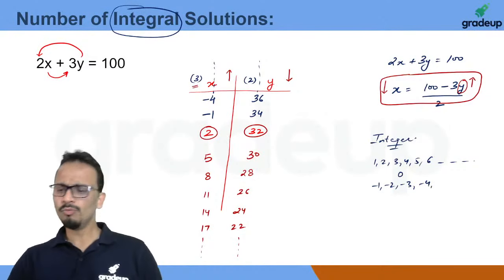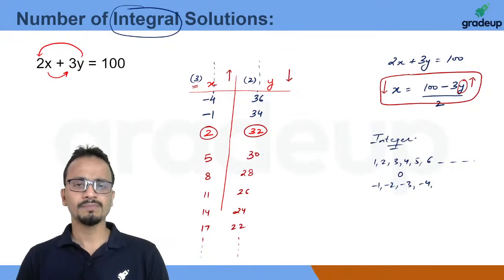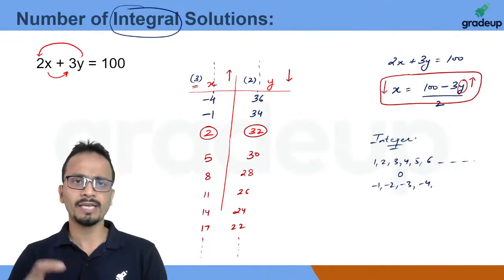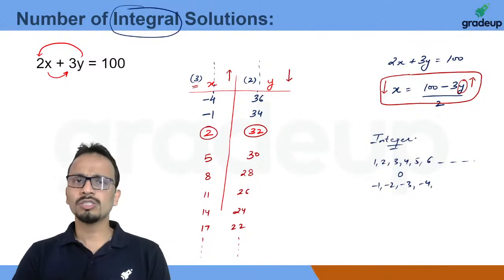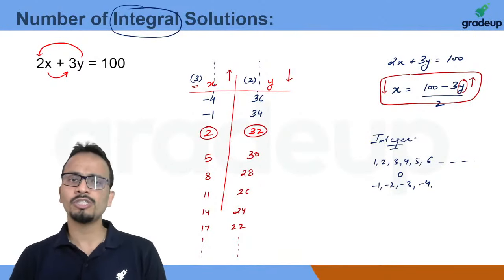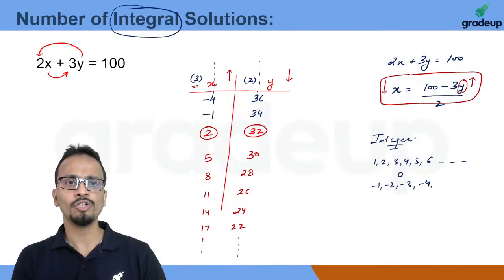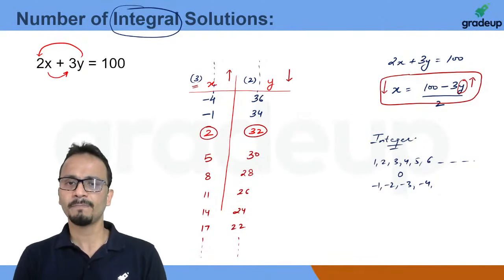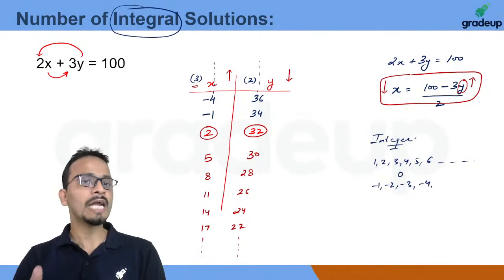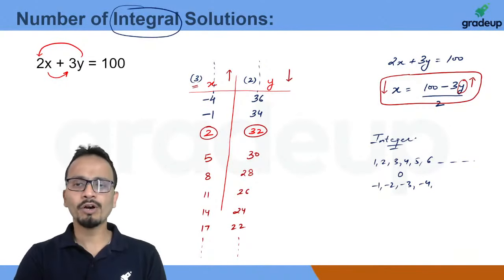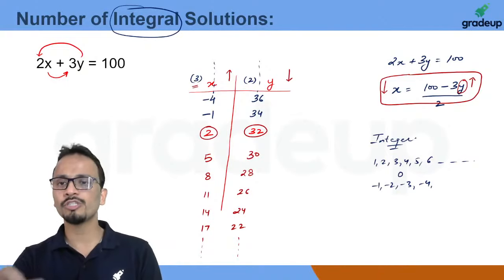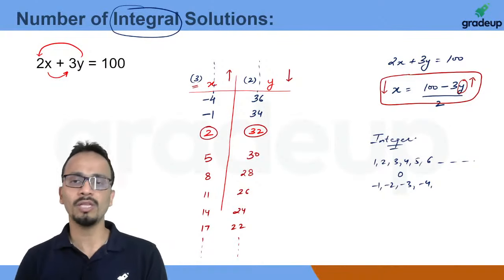Now let's look at the next part of the same equation. Here the question was to find the number of integral solutions, and we know that the number of integral solutions in this case is infinity. But the actual questions that will come your way will ask you to find the number of natural number solutions or the number of whole number solutions.